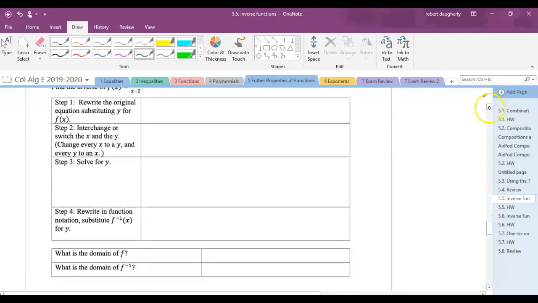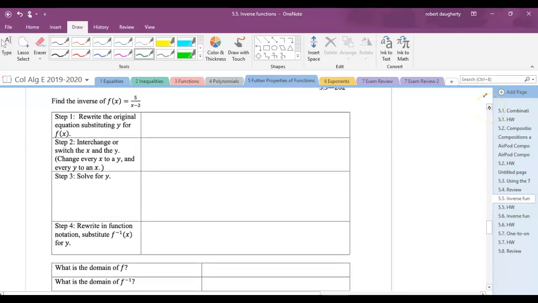So let's do another one of these. Find the inverse of 5 over x minus 2. So first step, write it like this: y equals 5 over x minus 2. The big idea around the inverse is that x and y flip. So let's do that. x equals 5 over y minus 2.